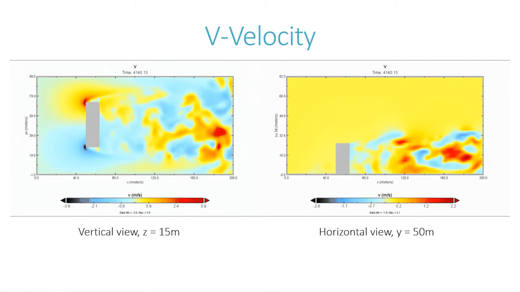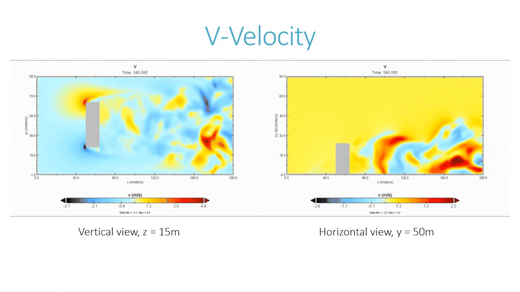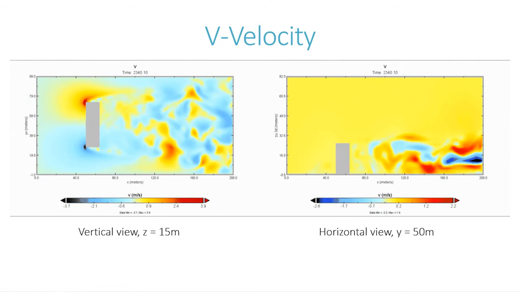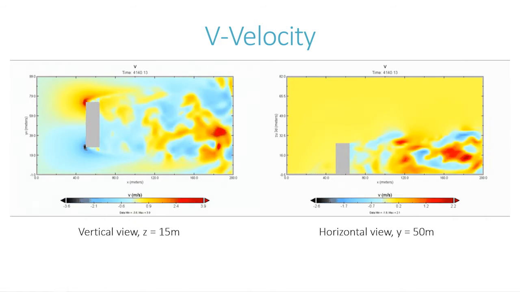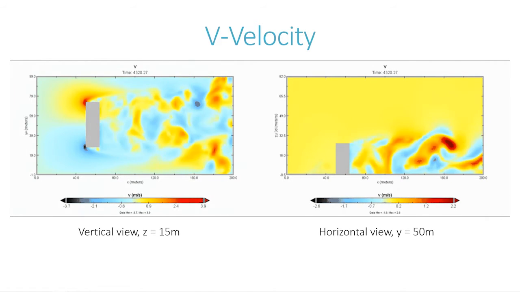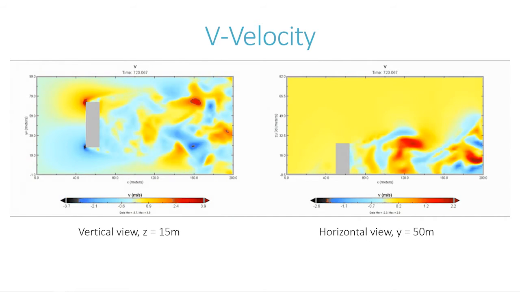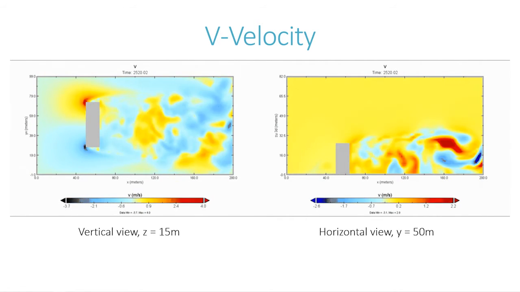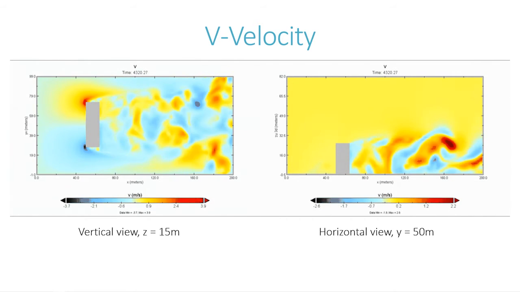And the V velocity, this is going to be the velocity in the y direction. You have the same idea of a high velocity region towards the top of your screen and a low velocity region. This just means that the flow is going in the positive and negative y direction. And then you can see this good circulation behind the building happening in the y direction. And you can see the same idea in the horizontal view, where you can see where these regions of high velocity flow are in the y direction, and then these lower velocity and negative velocity regions.